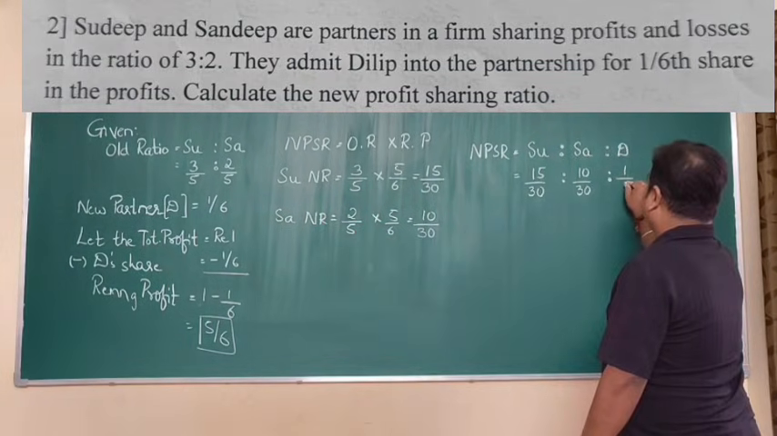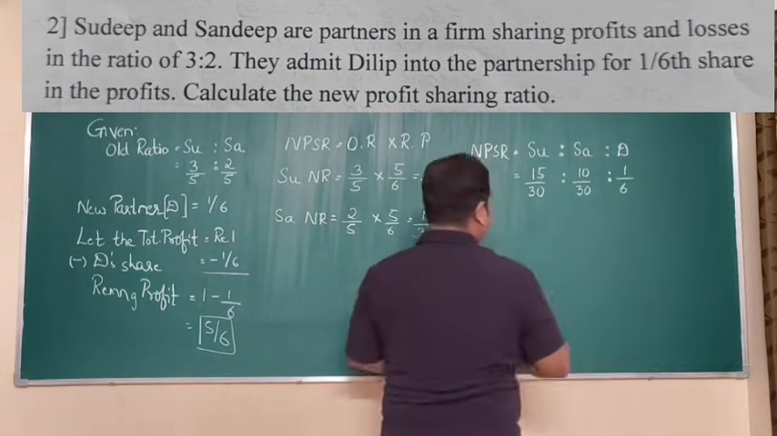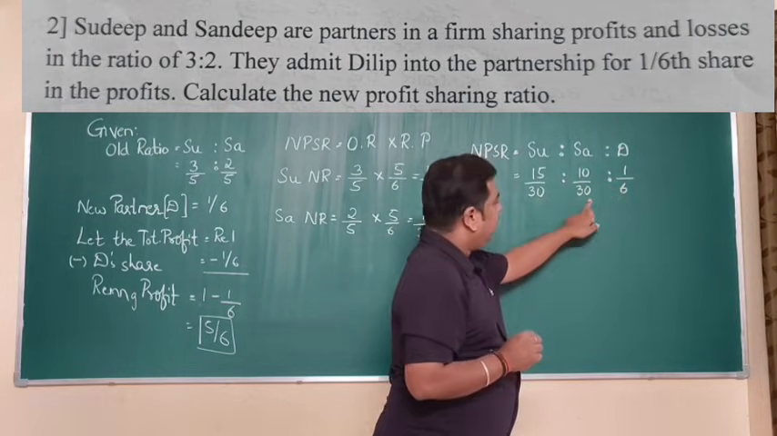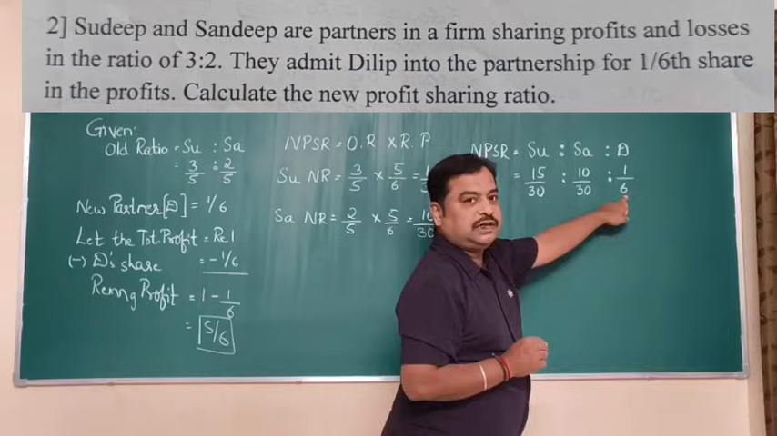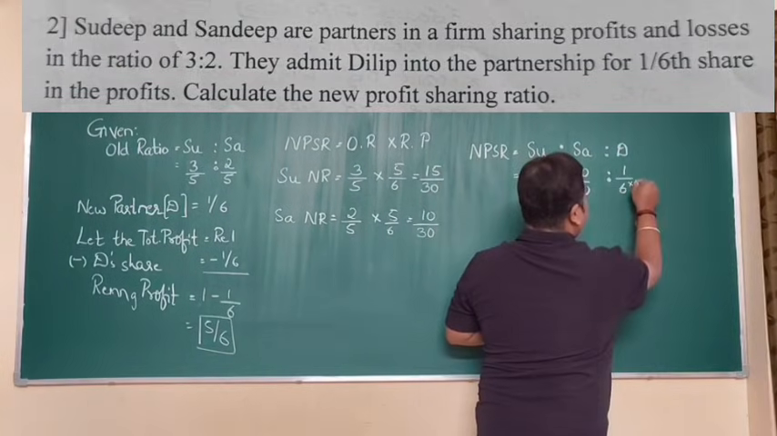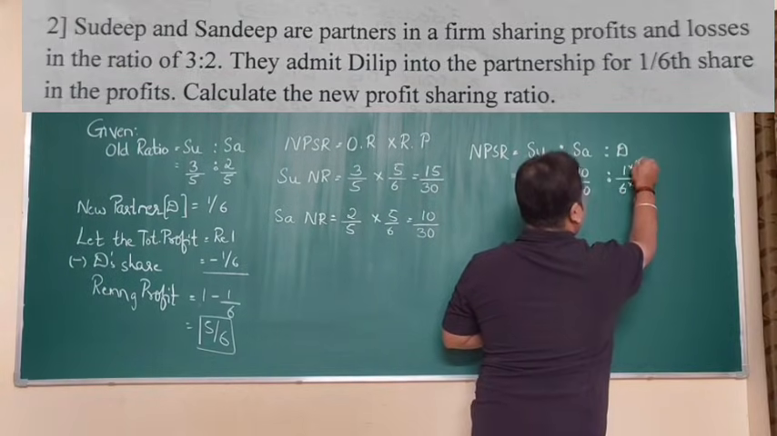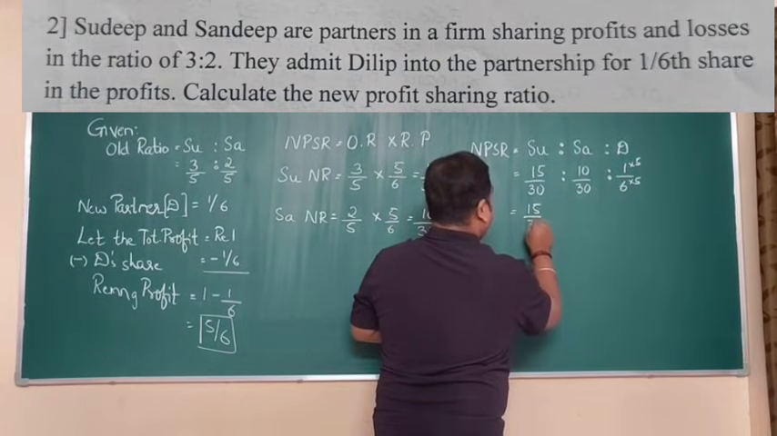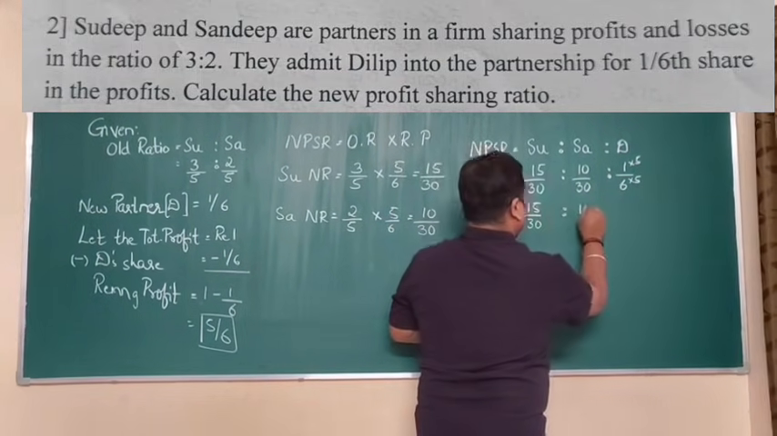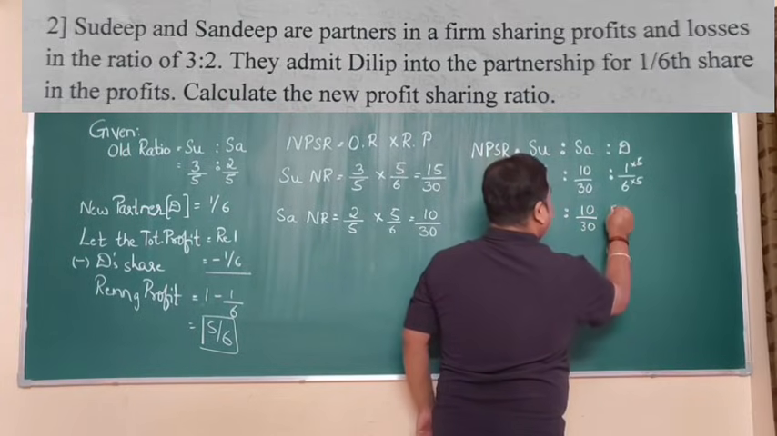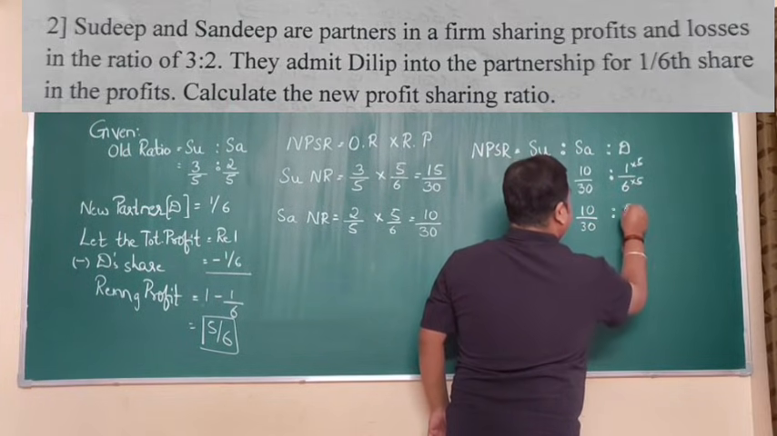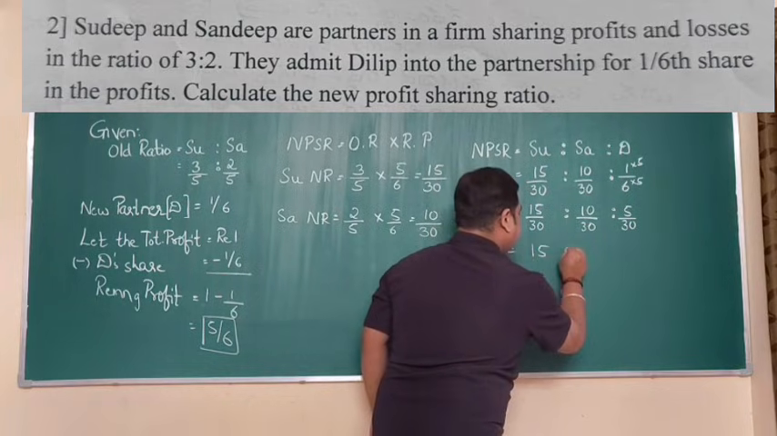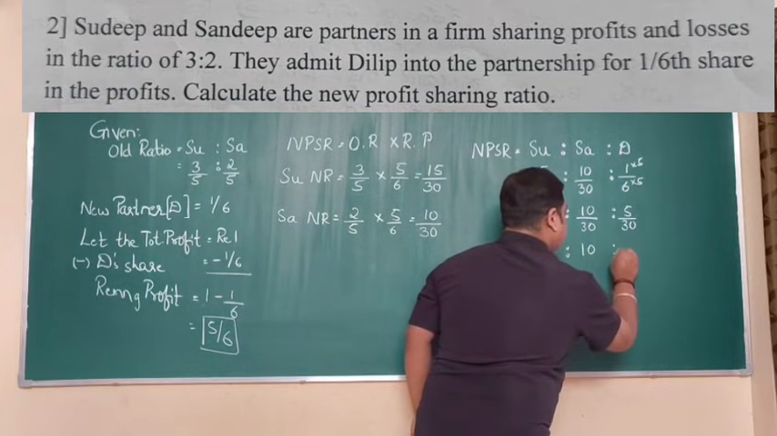Now when we are representing the final answer, see that all the denominators should be the same. So here 6 will convert this into 30. So 6 5s are 30, so into 5 into 5. So the final answer will be 15/30 is to 10/30 is to 1 5s are 5, 5/30. So it will be 15 is to 10 is to 5.